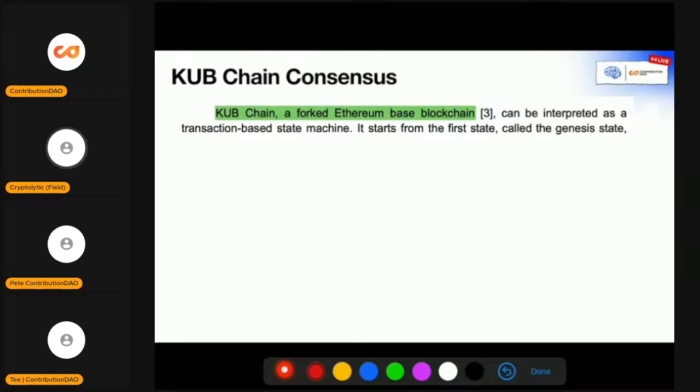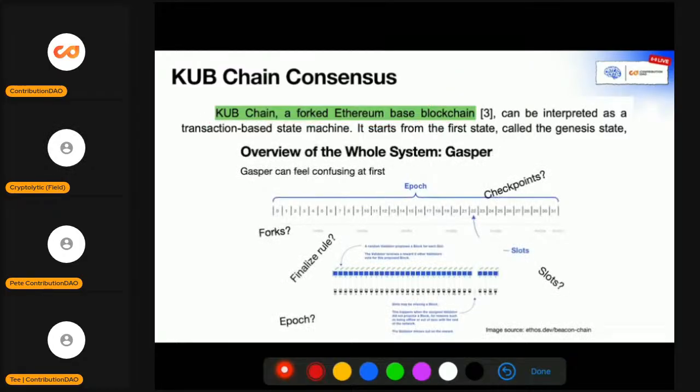Now, from the KUB Chain technical paper, it said that KUB Chain is a fork from an Ethereum-based blockchain, right? But I think what it means is that it is EVM compatible. Also, because it is a fork of Ethereum, you may think that what we are going to talk about today is the Casper FFG that we have discussed in the Ethereum live lecture.